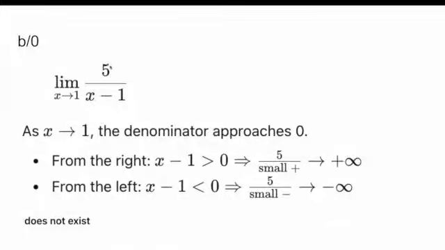When we have 5 divided by a really small positive number, we get positive infinity. When we do it from the left, by the exact opposite principle, we get a really small negative number. And when we divide a positive by a negative, we get negative infinity. Because the left-handed limit does not equal the right-handed limit, one giving positive infinity and the other negative infinity, we can say this one does not have a limit.